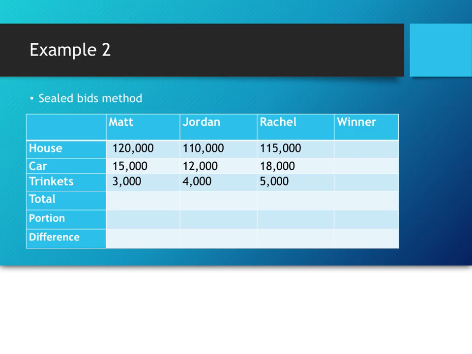So take this example. Let's say we have a house, a car, and some trinkets. And we have three people who are going to do the inheriting: Matt, Jordan, Rachel. All right.